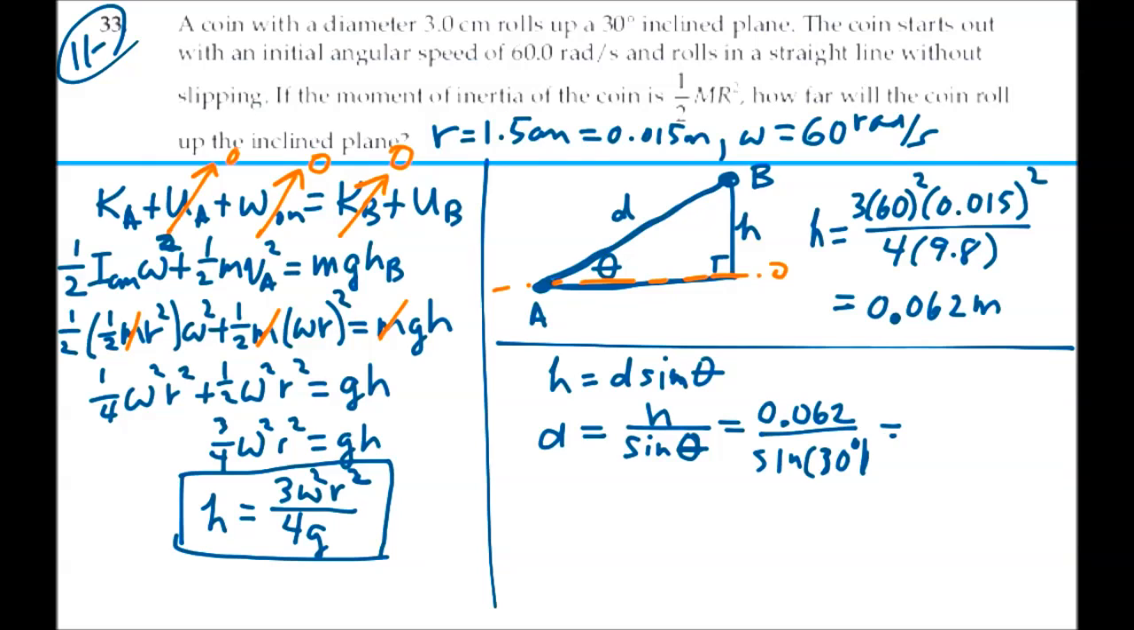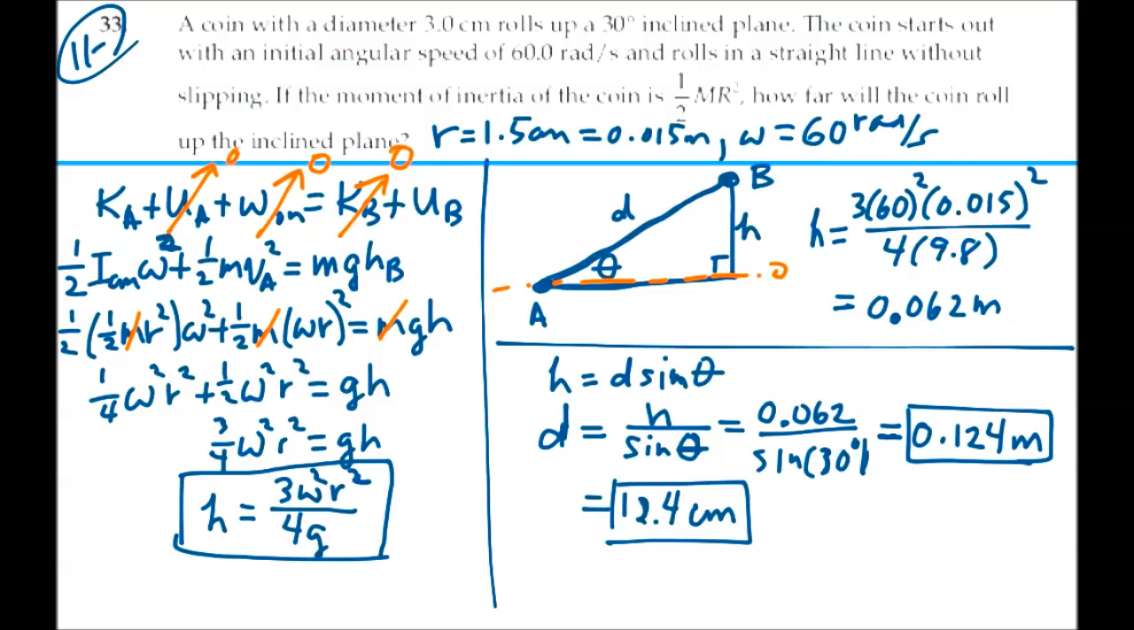So this is equal to 0.124 meters. So that is the distance d that would go up this incline. 0.124 meters, or you could write that as 12.4 centimeters up the incline. So that's our answer. The coin will roll 12.4 centimeters up the incline.